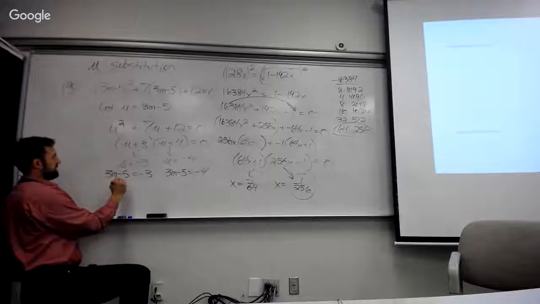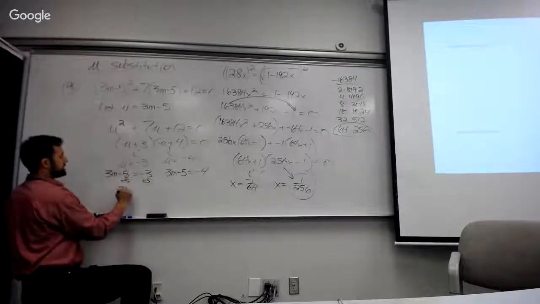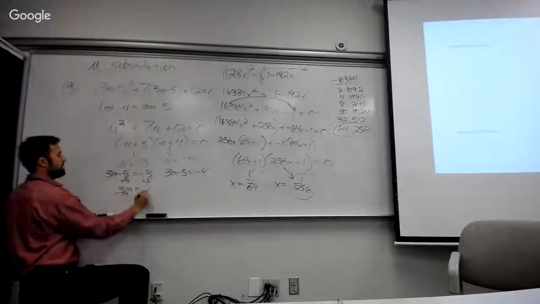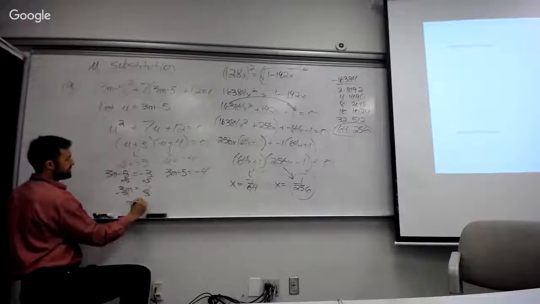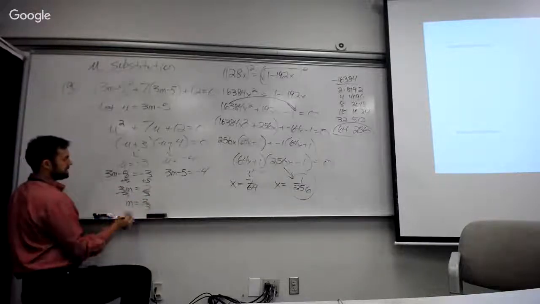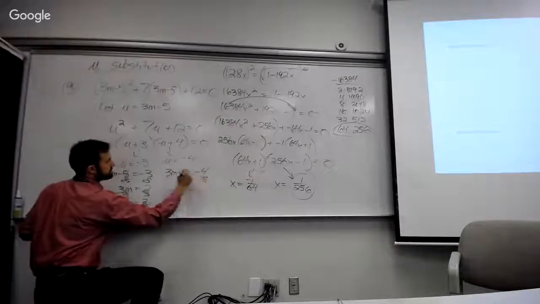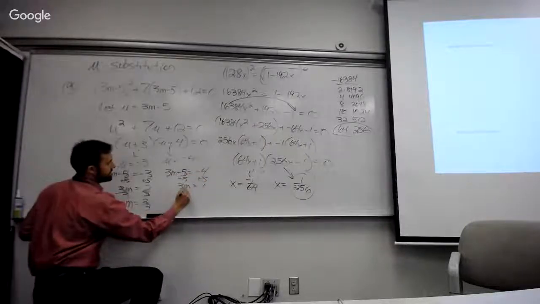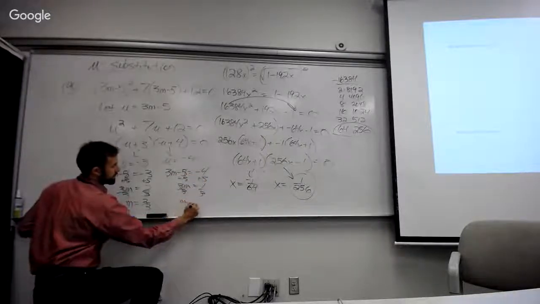So now here, I'd add the 5 over, so 3m equals 2, divide the 3 over, and my first solution is m equals 2/3. Here, I'd add the 5 over, so 3m equals 1, divide the 3 over, and m equals 1/3.